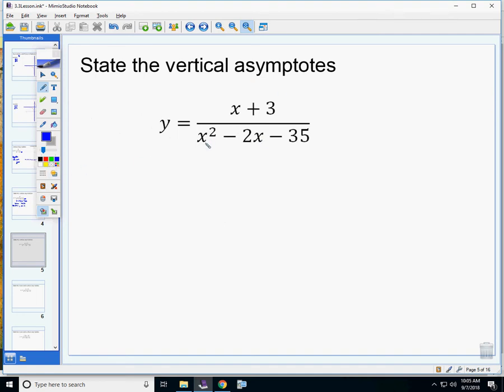Find the vertical asymptotes. Again, we want to look at the denominator. Factor the denominator. One multiplies to negative 35 and has a difference of negative 2. We could have a positive 5 and a negative 7. So that means our vertical asymptotes are where x equals negative 5 or where x equals 7. Again, the factors on bottom do not cancel with the factor on top, thus there's no holes.